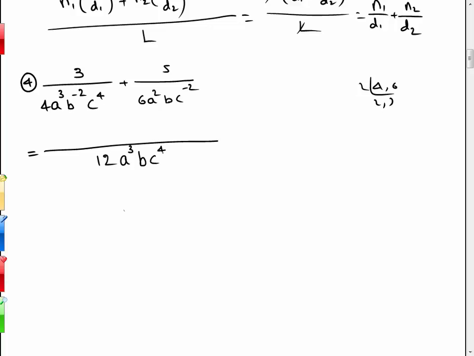Okay, what's the next step? Find what 12a cube, the common denominator, over the first denominator is. Go to the side and figure this out.